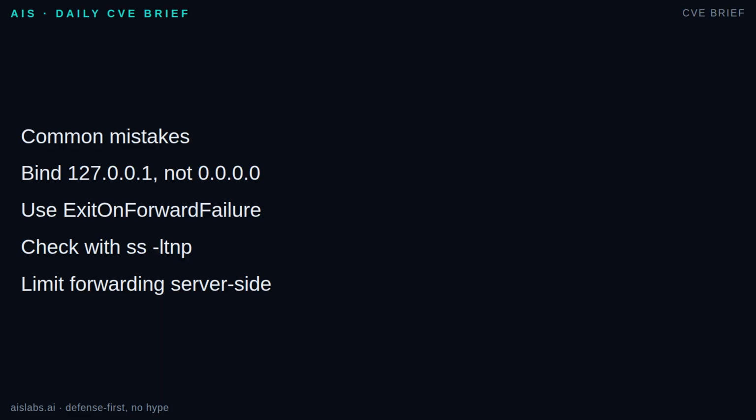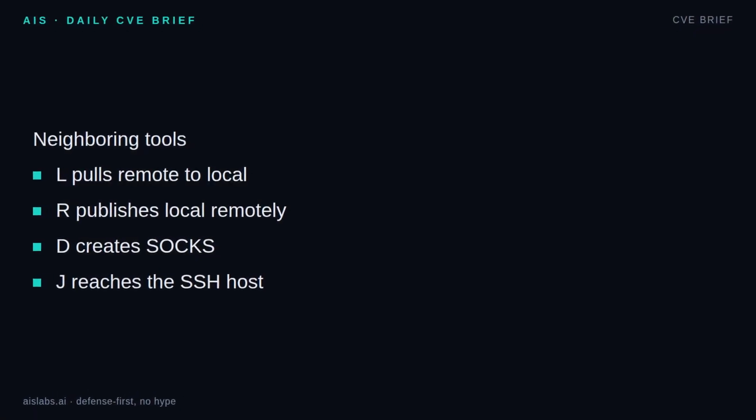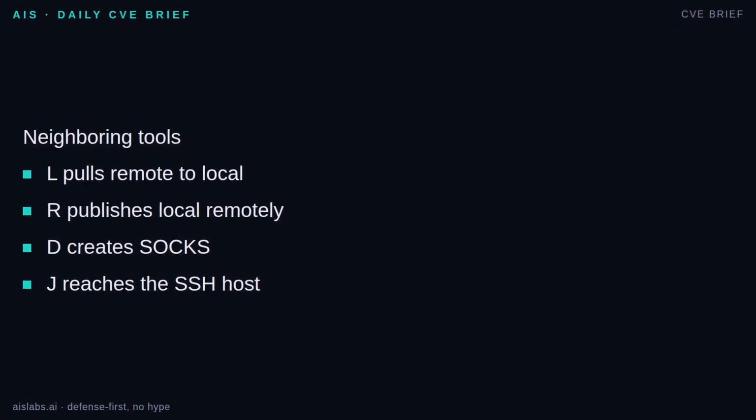Third, use ExitOnForwardFailure when scripting, so SSH exits if it cannot bind the local port. On servers you operate, control this with sshd config options, like AllowTcpForwarding and PermitOpen, when users should only reach approved destinations. Local forwarding is one member of the SSH forwarding family.